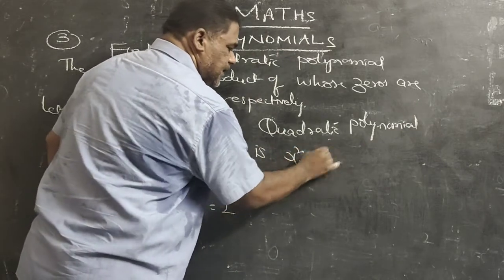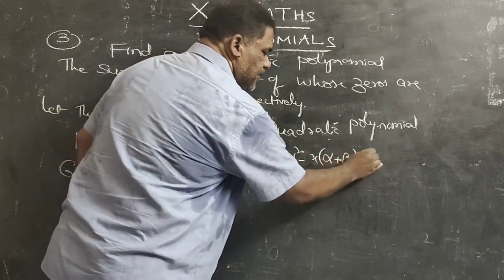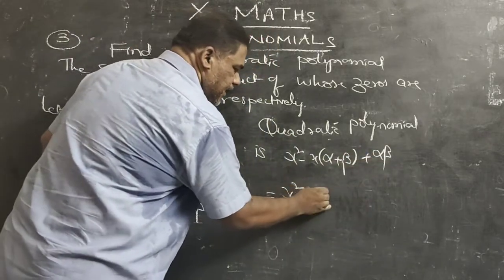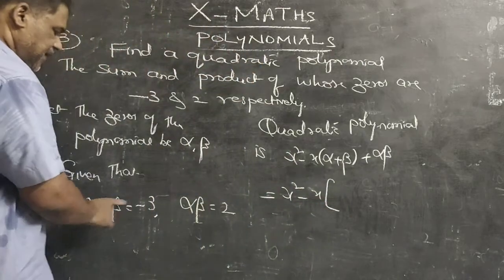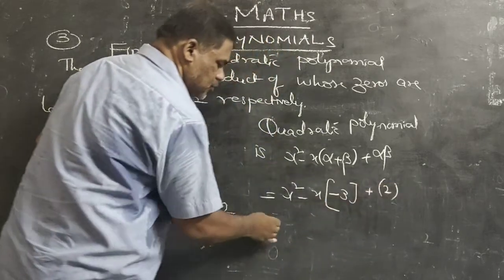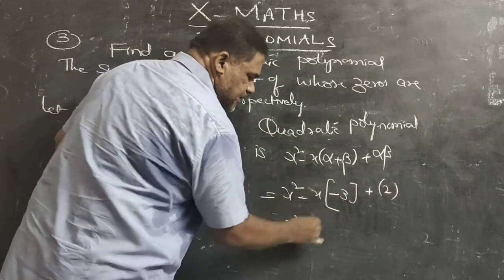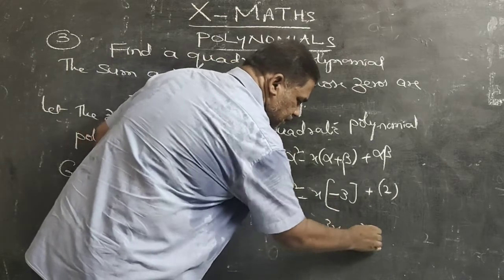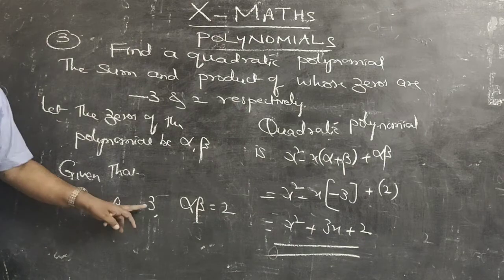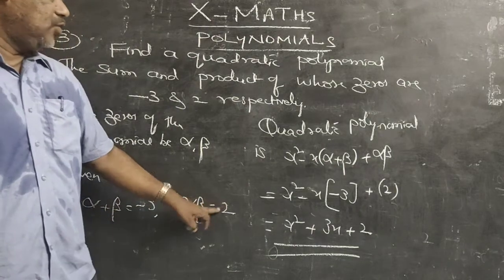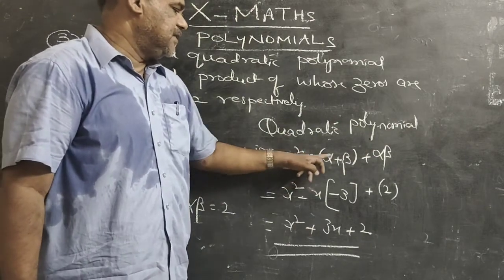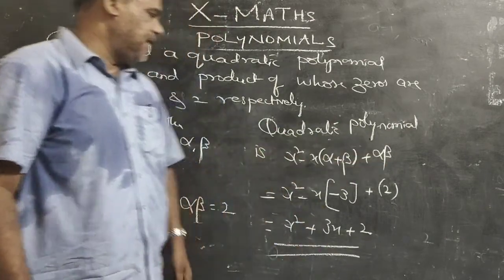x square minus x into alpha plus beta plus alpha beta. That is x square minus x into alpha plus beta, which is given as minus 3, plus alpha beta, which is given as 2. So x square minus into minus, it is 3x plus 2. So if the sum of the zeros is minus 3 and the product of the zeros is 2, then the formula to write the quadratic polynomial is x square minus x into alpha plus beta plus alpha beta.